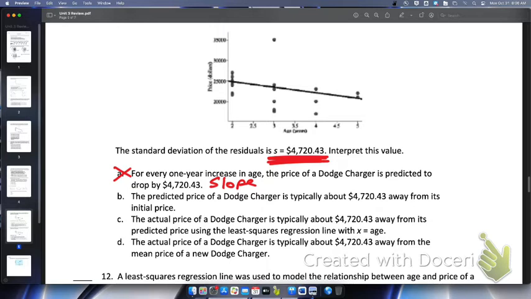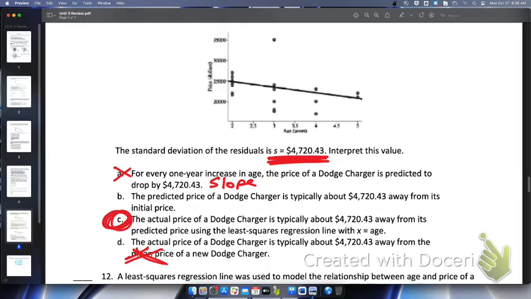The actual price of a Dodge Charger is typically about 4,720 away from its predicted price using the least squares regression line with X equals age. That sounds pretty good. The actual price of a Dodge Charger is typically about 4,720.43 away from the mean price. No, we don't do anything with mean price there. Okay, so which one is it? C. It is C. You guys are very correct.